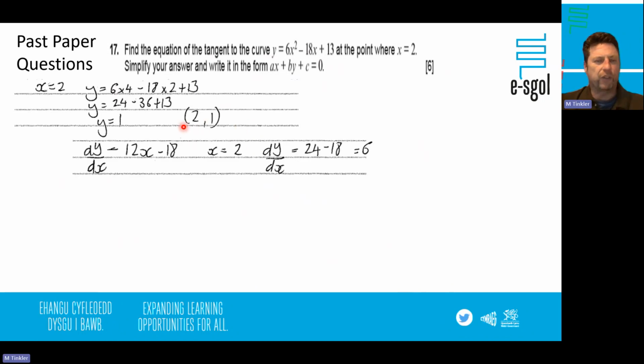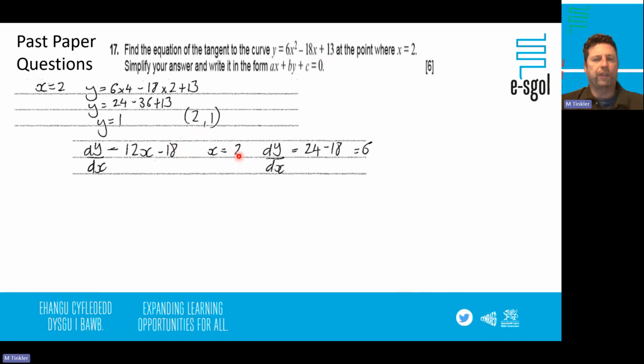Okay, so as I said, differential is slightly different on this one. 6 2s are 12, take away 1 off the power. 18x, take 1 off the power. 18 1s are 18, take away 1 off the power is 0. x to the power of 0 is worth 1, so that's why it's 18. And a differential of 13 is nothing, because 13 is a horizontal line, so the gradient of a horizontal line is nothing. That's why it disappears. I don't write plus nothing. Some people might tell you to do that.